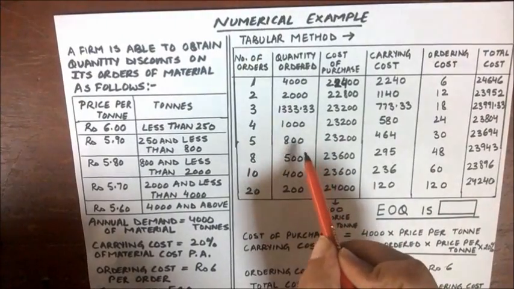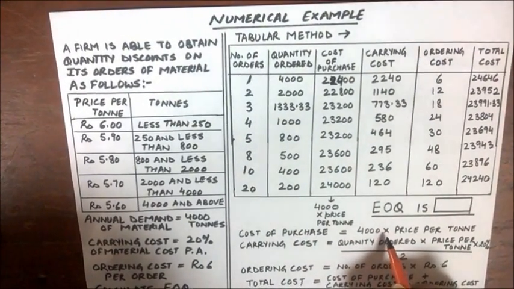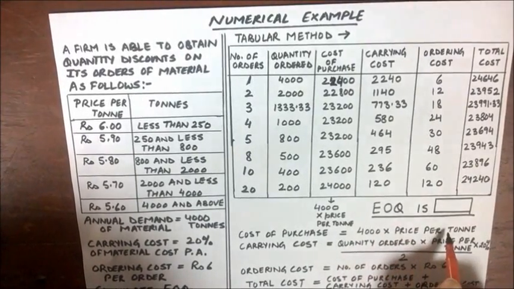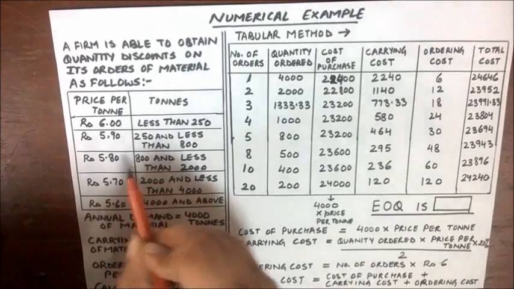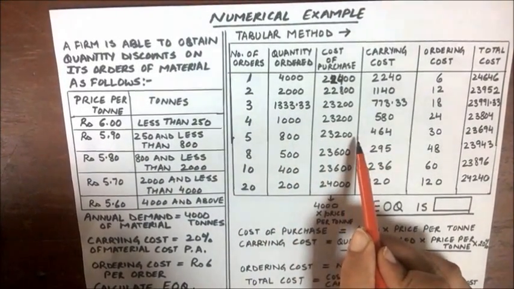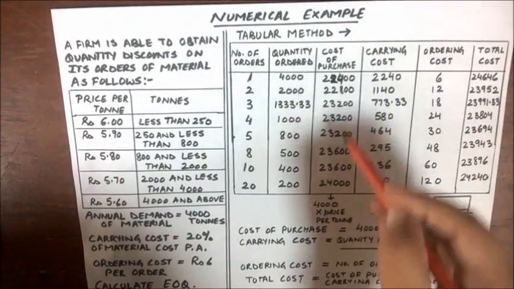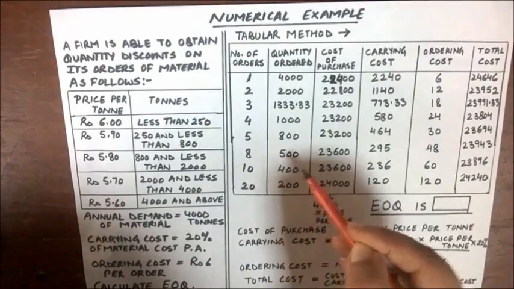Similarly, if you look at 800, then the cost of purchase would be calculated as 4,000 into the price per ton for 800 quantity, which is 5.80. As a result, the cost of purchase is 23,200. And simultaneously, we calculate for all the numbers of orders and quantities ordered.